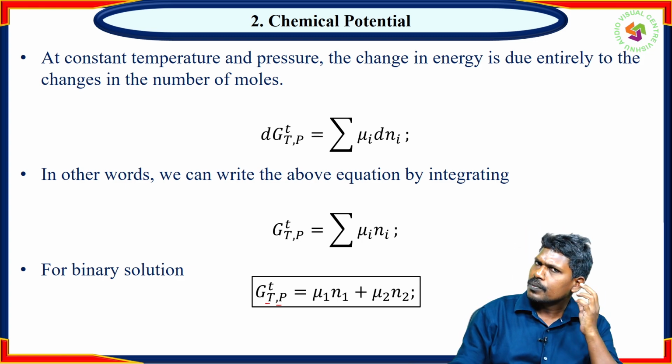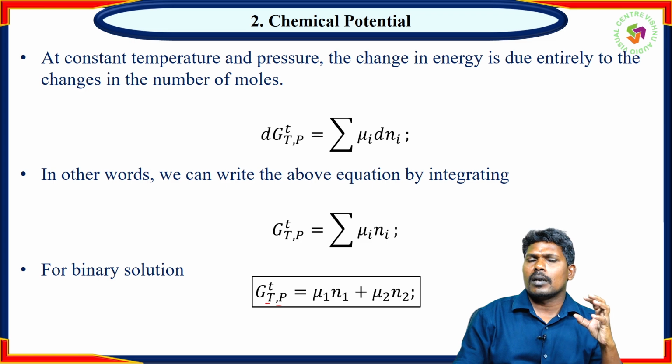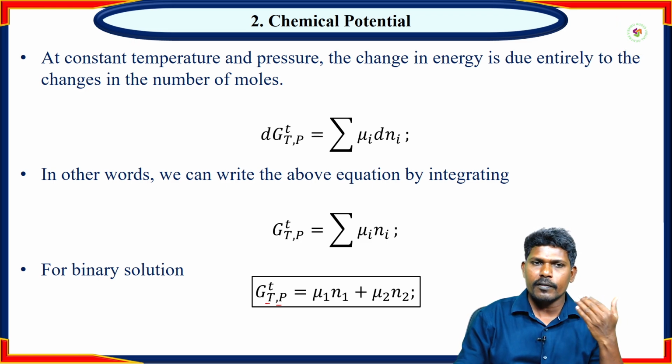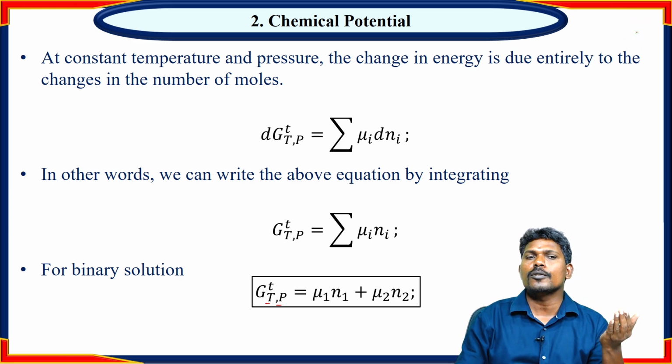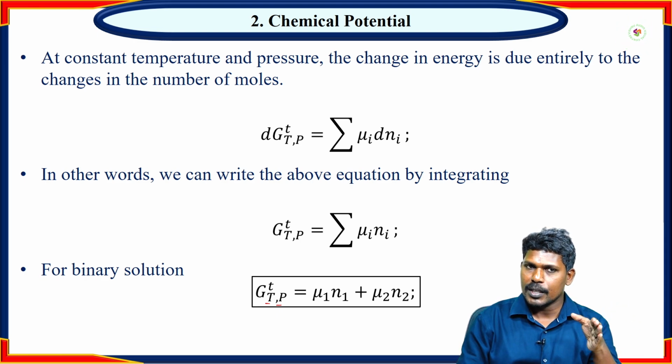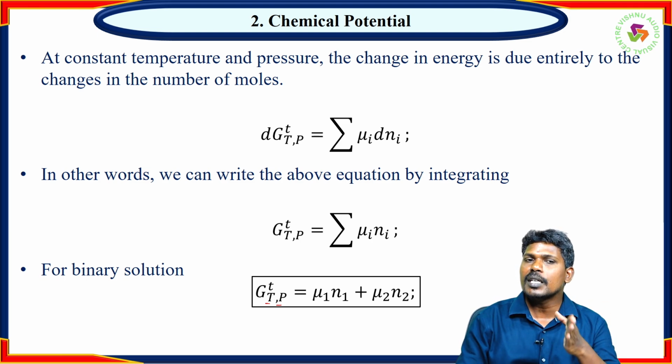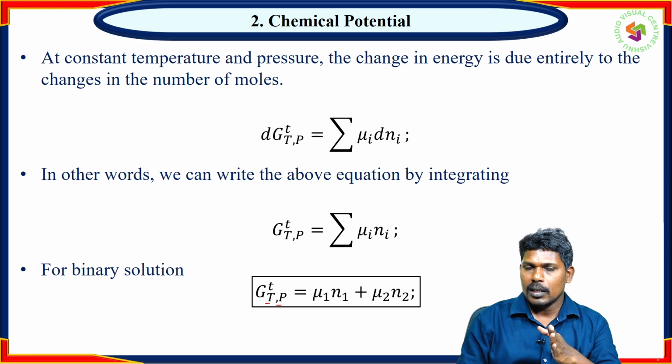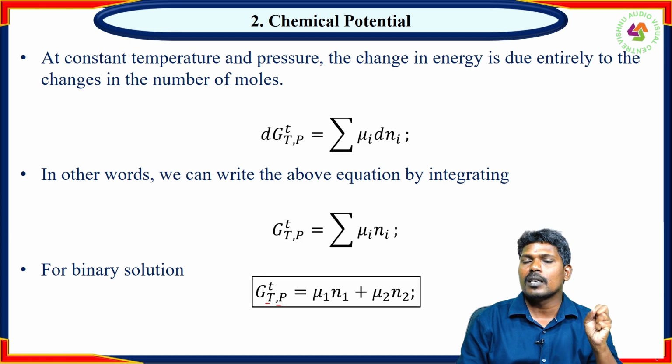What is the chemical potential of a compound? The total change in free energy is equal to each compound's chemical potential in the mixture multiplied by its number of moles. So the summation of each compound's chemical potential multiplied by its number of moles is the total free energy at constant temperature and pressure.